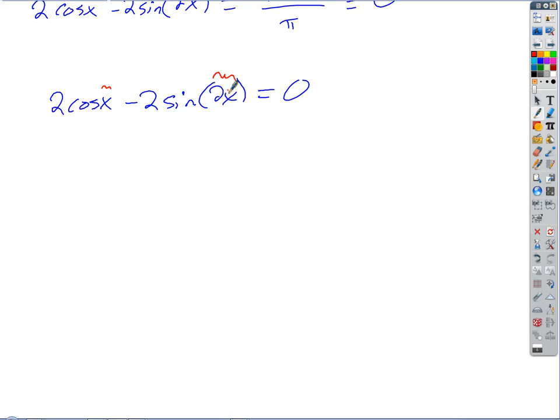Yeah, good. We're going to use a trig identity. We're going to use the fact that sine 2x equals what? It's 2 sine x cosine x. Yeah, that's that one. So we're going to rewrite this as 2.